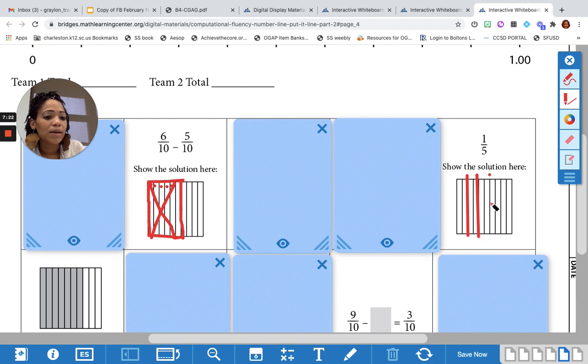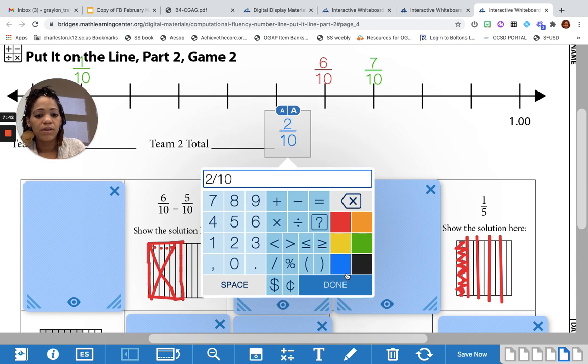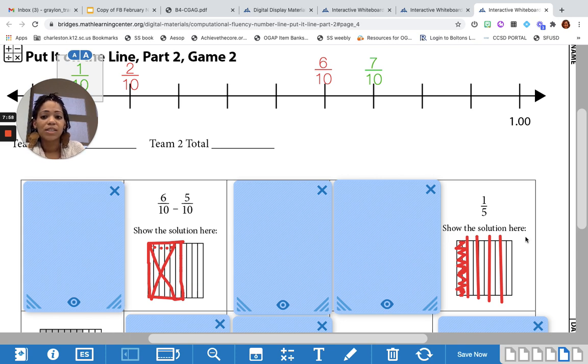So I could separate my shape here into 5 groups. And if I shade one of those groups, then I would get 2/10. And I know that 2/10 is equivalent to 1/5. Very good. 2 nickels versus 1 dime. Or not 2 nickels, excuse me, 20 cents. So 4 nickels versus 2 dimes. All right.